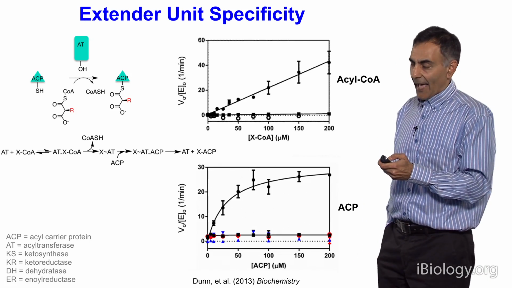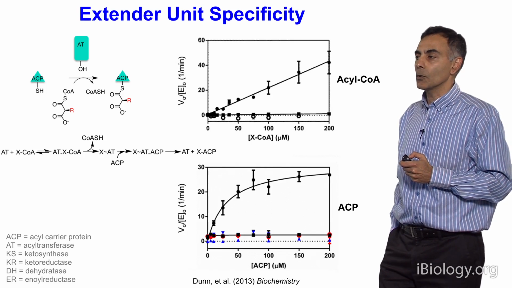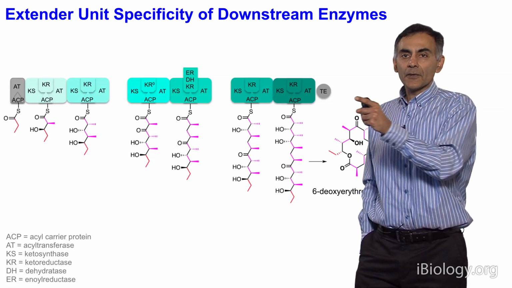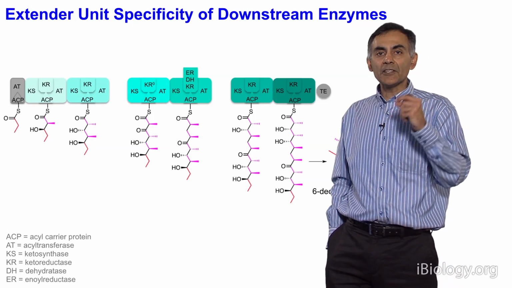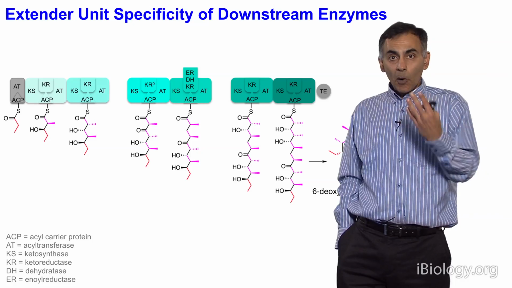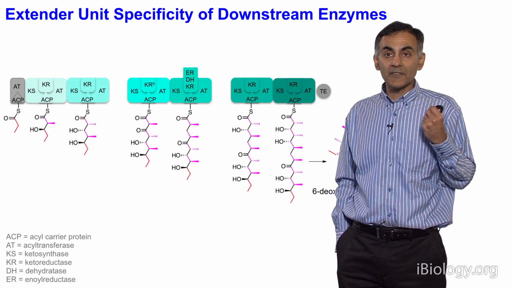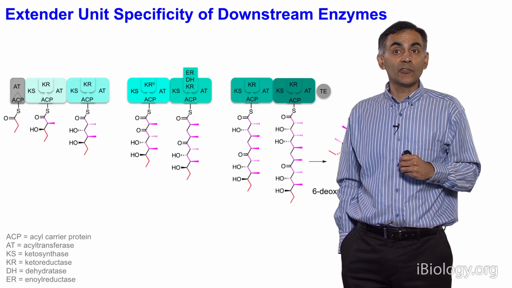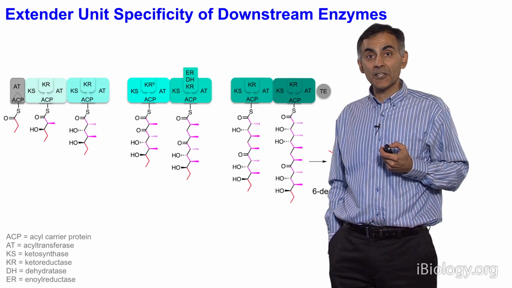Now you can also ask, in addition to these gatekeeper acyltransferases that control the choice of the building block, there are many other enzymes in this assembly line that lie downstream of each choice that a module makes of its building block. To what extent do they influence the overall substrate specificity? Do they care about what the upstream module chose as its precursor for elongating the growing polyketide chain?